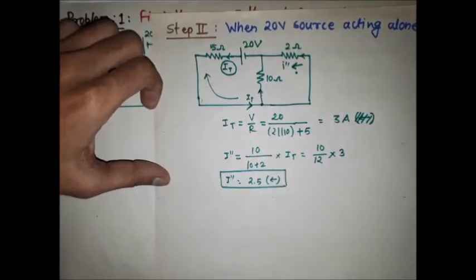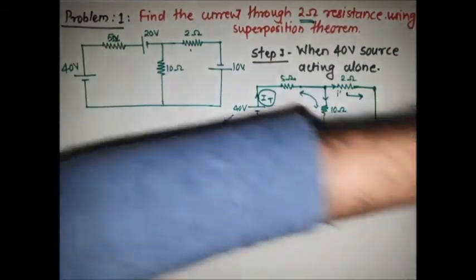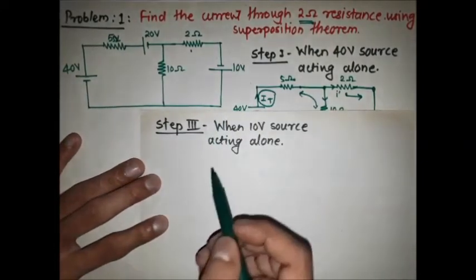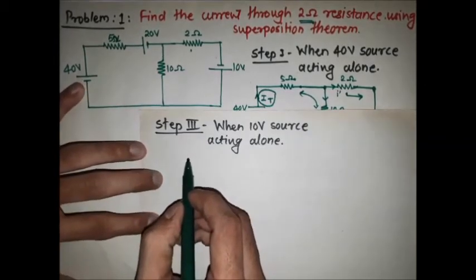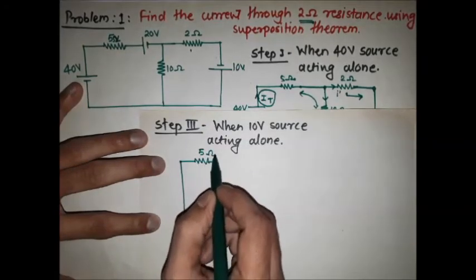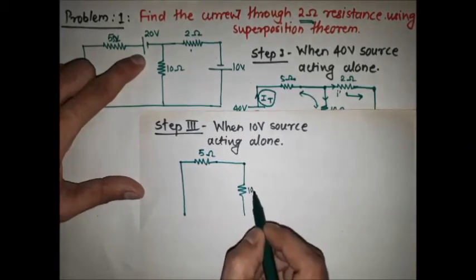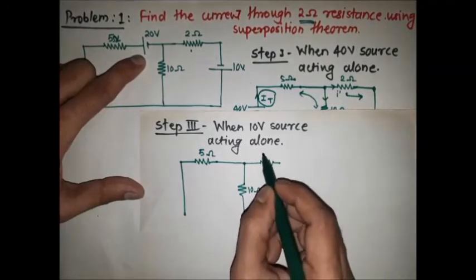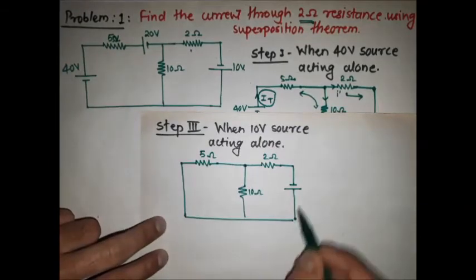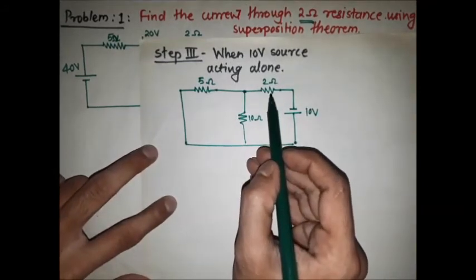Now we have to consider the other voltage source, the 10 volt source, acting alone. See here, now we are considering the 10 volt source acting alone. So this 40 volt source, which is in series with the 5 ohm resistor, will be short circuited. Again the 20 volt source is short circuited, then this is the 10 ohm resistance, here is the 2 ohm resistance, and here we are considering the 10 volt source alone. So this is the 10 volt source. Now in this circuit we have to find the current through the 2 ohm resistor.